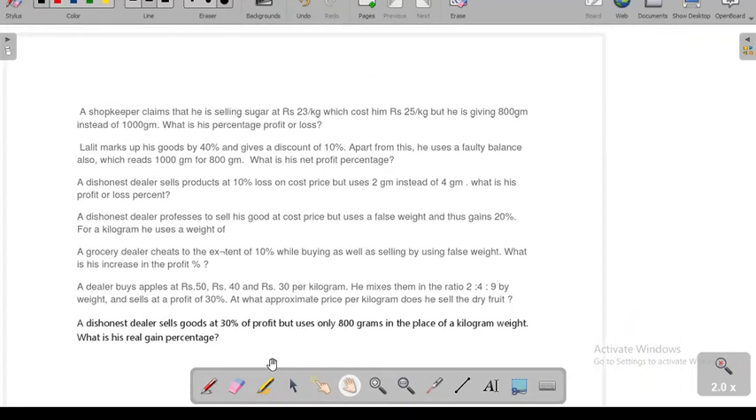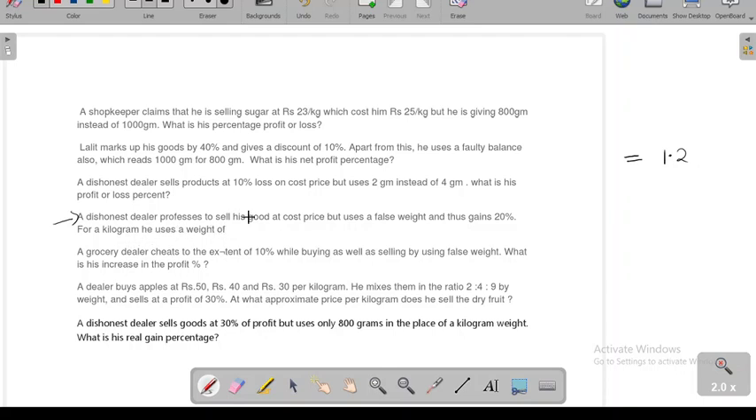So let's see what is the next question. A dishonest dealer professes to sell his goods at cost price but uses a faulty weight and thus gains 20%. Okay. So the final result is 20% gain. So I will write 1.2 here.